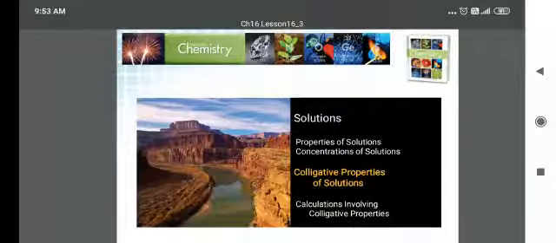Today's discussion topic is solution. Solution includes properties of solution, concentration of solution, and colligative properties of solution. The main topic of today's discussion is calculation involving colligative properties.